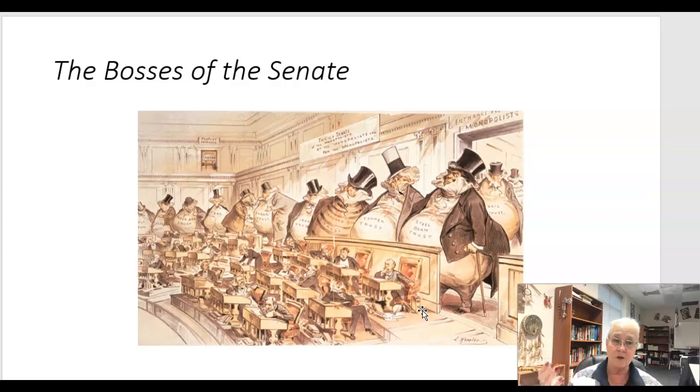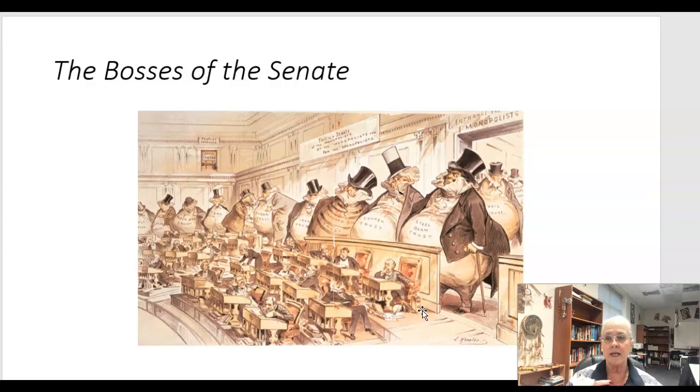And nobody wants to give him a job because he's just crazy. And so he's voted for Garfield and Arthur, and now he's expecting a government job, and he doesn't get one. And he's mad. Garfield gets off a train one day, and this man kills him. Well, Chester Arthur is so appalled that his president has been killed over this stupid spoil system that he is going to back the Pendleton Act, which gives us the civil service test.